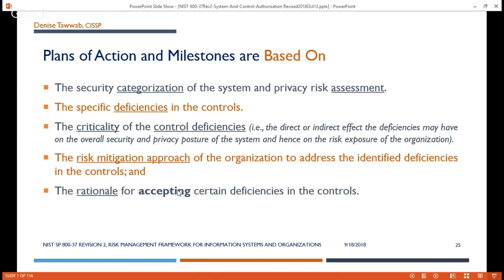The plan of action and milestones is based on the security categorization of the system and privacy risk assessment. The specific deficiencies that are in the controls, the criticality of the control deficiencies, meaning, how much will we be hurt if we don't install this control and something happens? What is the impact? The risk mitigation approach of the organization to address the identified deficiencies will impact your POAM, and the rationale for accepting certain deficiencies in the controls.